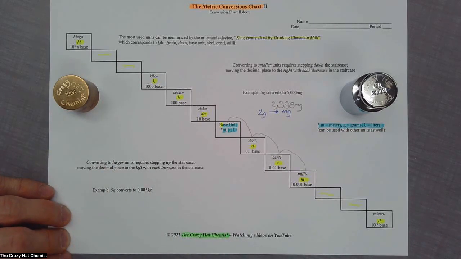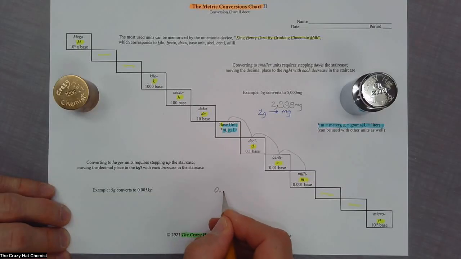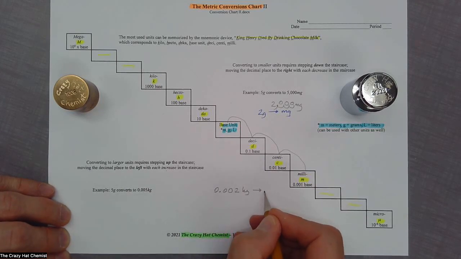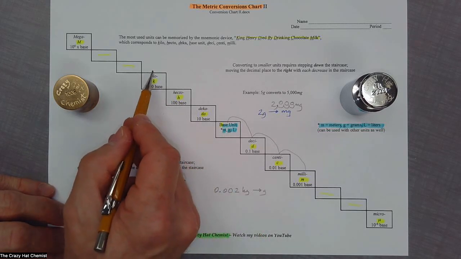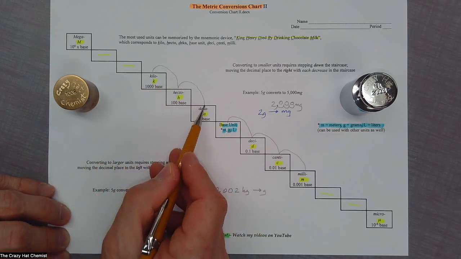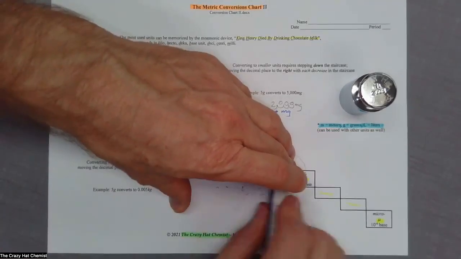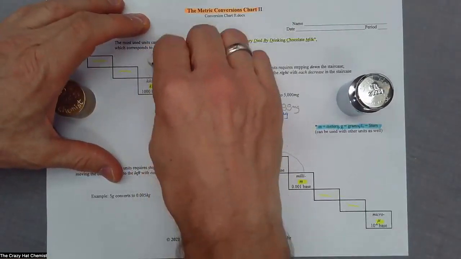Let's see if we can go in the opposite direction. So if I have 0.002 kilograms, and I'm going to convert that into, let's say, grams. So here's kilo, and then there's grams. So I'm going to start off at kilograms. I'm going to go 1, 2, 3 spots over here. Wait, we're going to do one other thing here. We're going to change that up here. So let's do something else here. So we're going to try something else here and see if that will work.